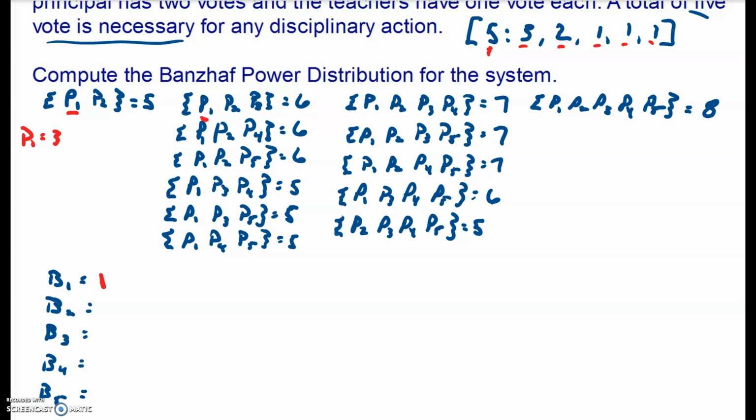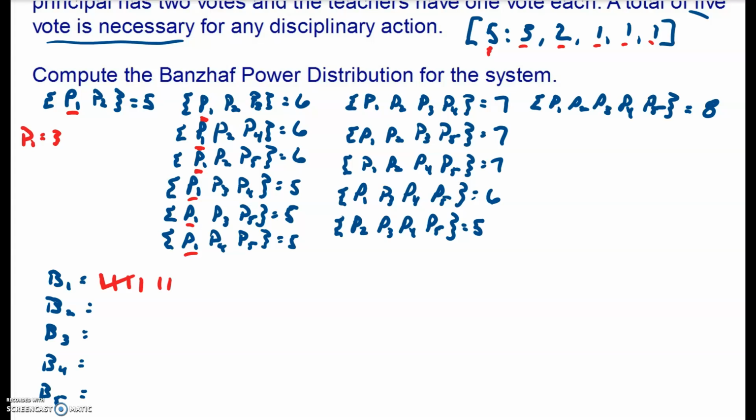Now I look over here. 6 minus 3 will not pass. Player 1's critical again. Here's another player 1. Critical again. Here's another player 1. Critical again. Another, and another in the 3-player coalitions.